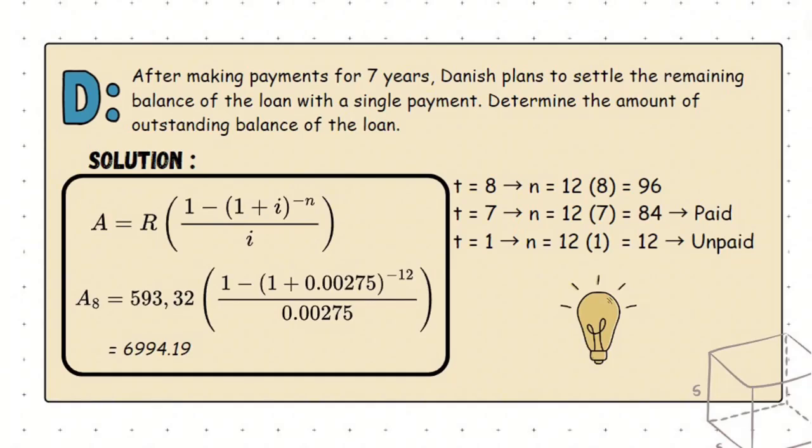So for the solution, A8 equals 593 ringgit 32 cents bracket 1 minus (1 plus 0.00275) to the power of negative 12, over 0.00275, and we will get the answer, which is 6,994 ringgit 19 cents.